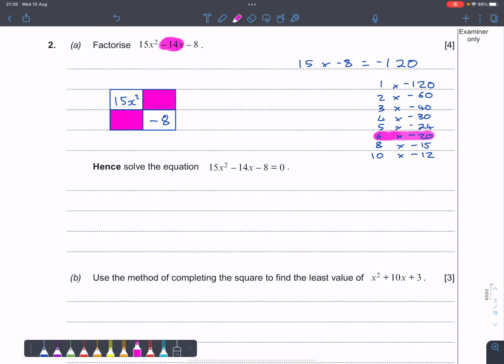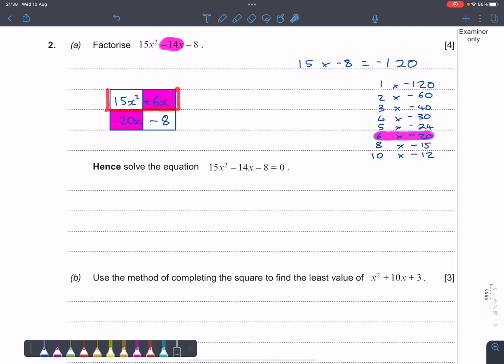So that's going to be the number of x's. So I'm going to put 6x in one box and negative 20x in the other. Doesn't matter which one's which. So plus 6x and minus 20x. And then I'm going to start factorizing by the rows.